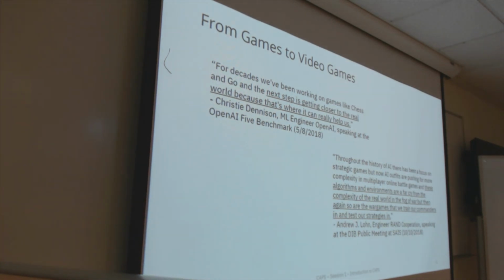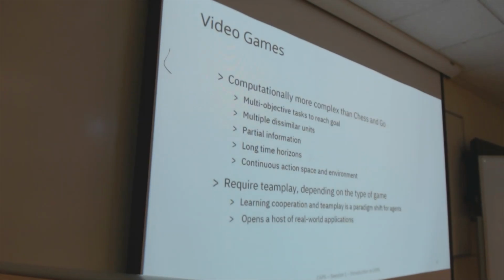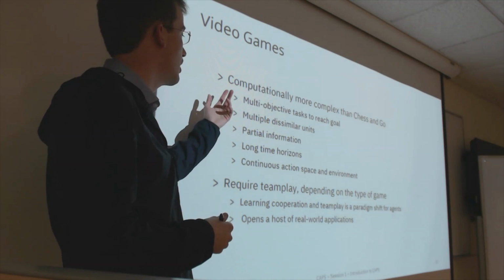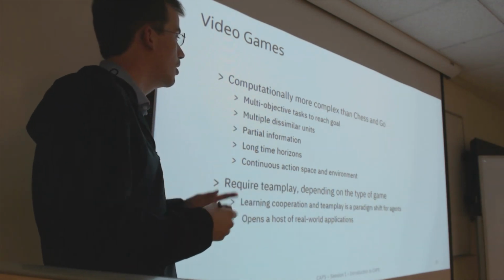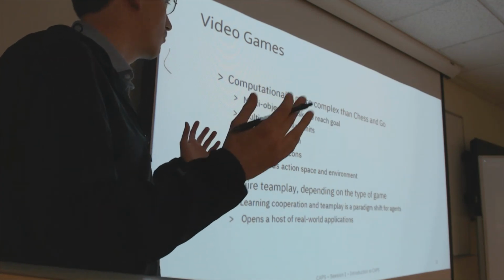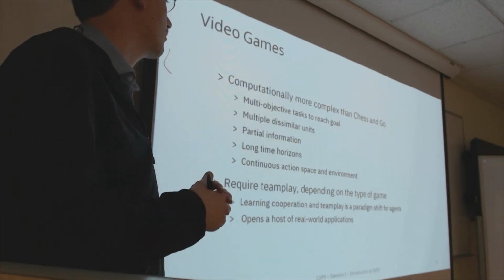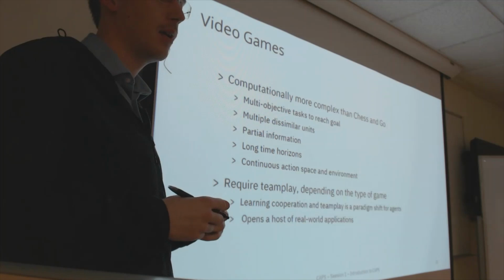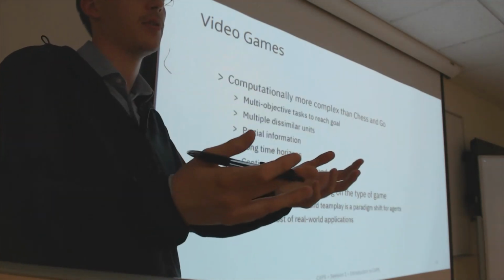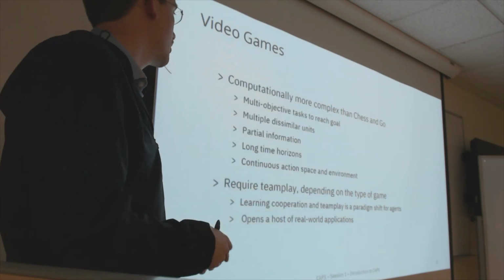But let's look a bit more at some of the properties of a video game as compared to a classic board game. So you're going to have multi-objective tasks to reach a goal. In chess and in Go, to really simplify, you just make a move. But in a video game, for instance in StarCraft, you have to build up your economy, but you also have to command your army, and then within your army, you have to command separate units.